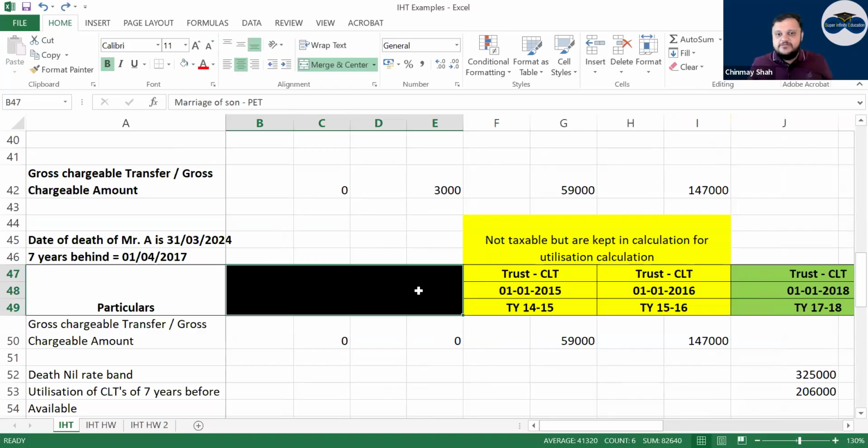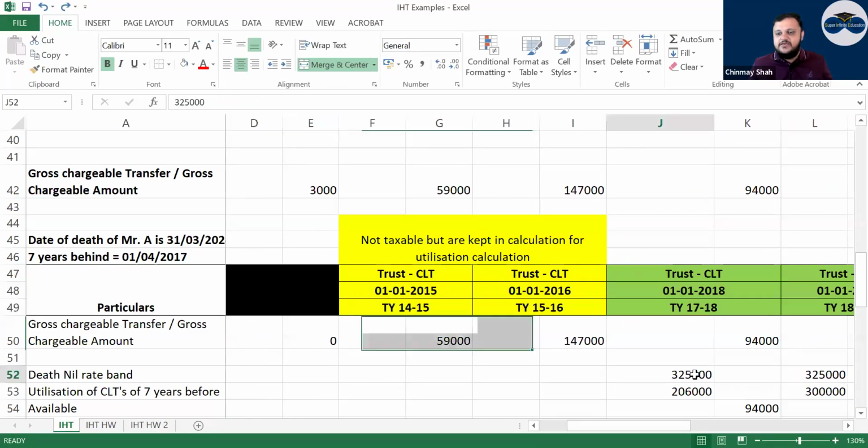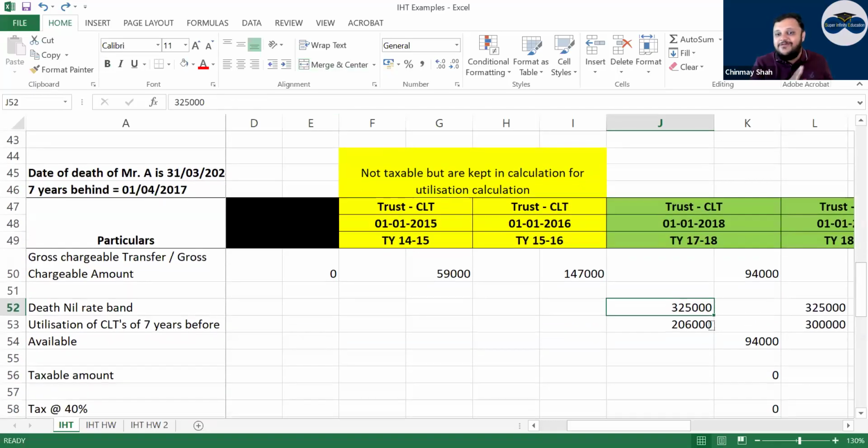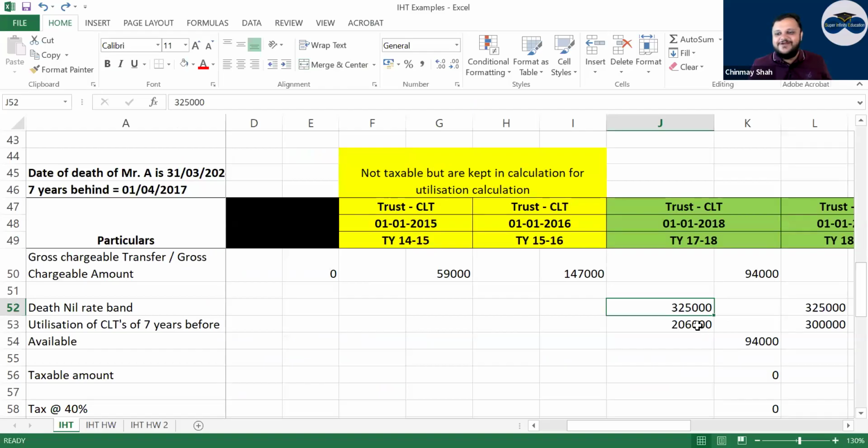These CLTs are not taxable, but in the utilization, because it says what? At every gift, have a look. So now start taxing the earliest gift. So we go here. The earliest gift is this CLT, correct? And from here, go back 7 years, right? You have a DNRB of 325,000, with utilization from date of gift to 7 years before, including taxable PETs and all CLTs irrespective of whether taxed or not. So these non-taxable PETs will not be included, but CLTs will be included.